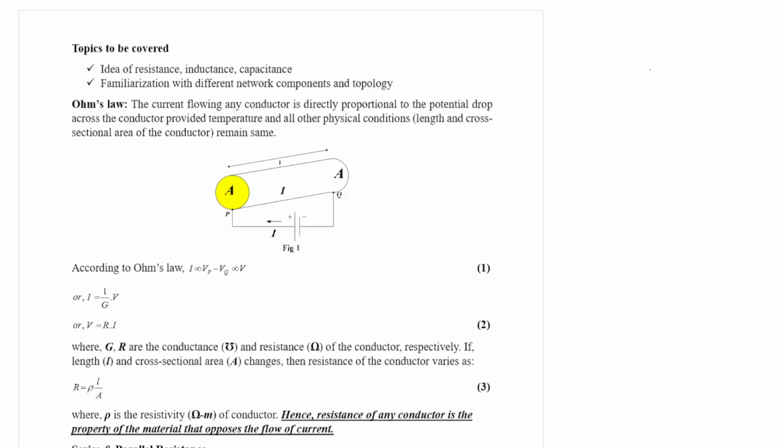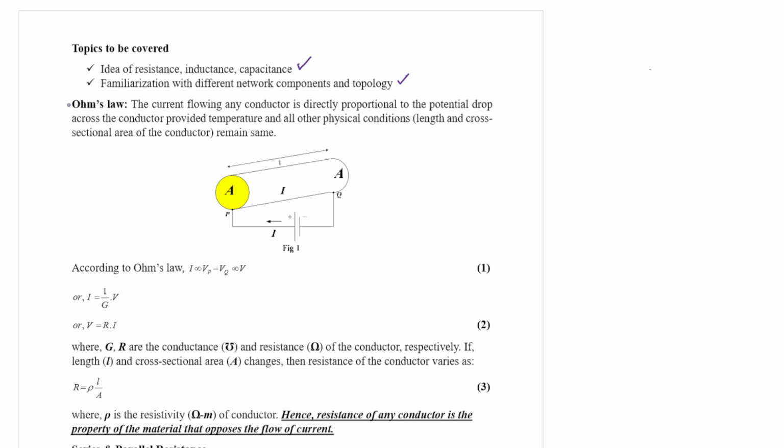So, in this module, we shall cover the following topics, that is idea of resistance, inductance, capacitance. They are the fundamental components of electrical engineering, and familiarization with different network components and topologies. Let us see one by one.